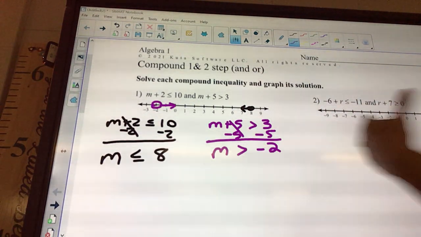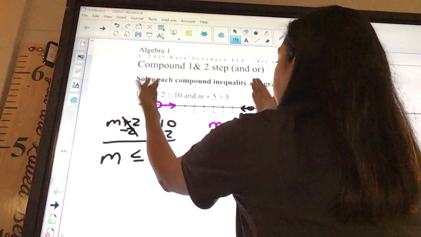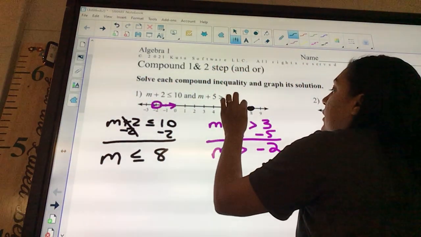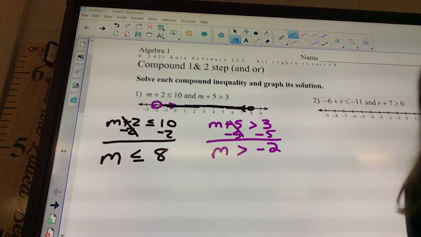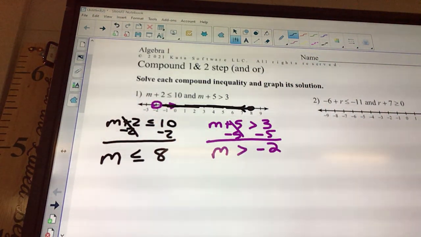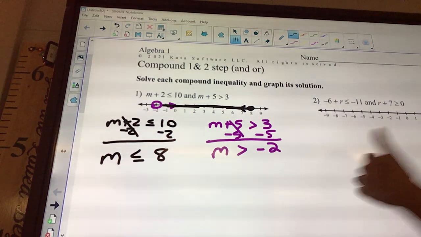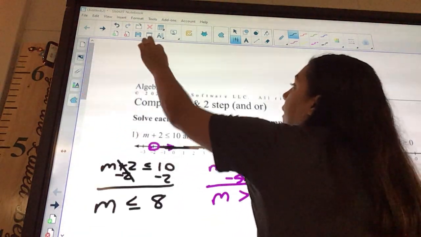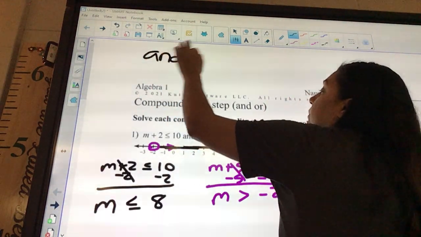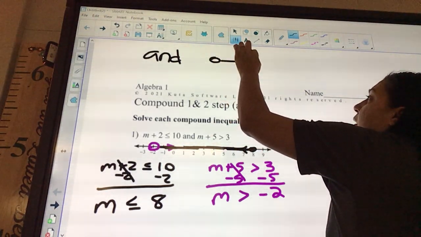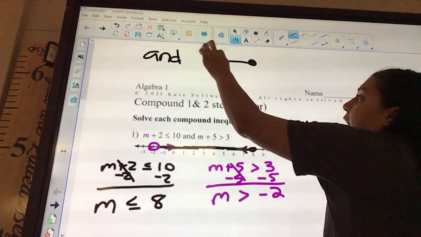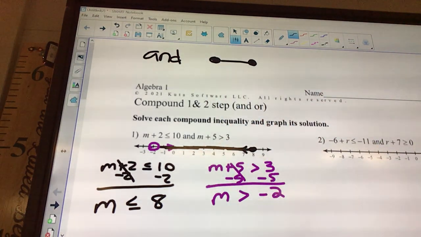Okay, see how they're both pointed in? The solution set is from here to here. Okay, and so you can kind of shade in between these. That is an and. Ands go in. Okay, and so that kind of lets you know what it should look like. So ands should be pointed in. It might be like this. They might both be shaded. But they're definitely going to be pointed in.